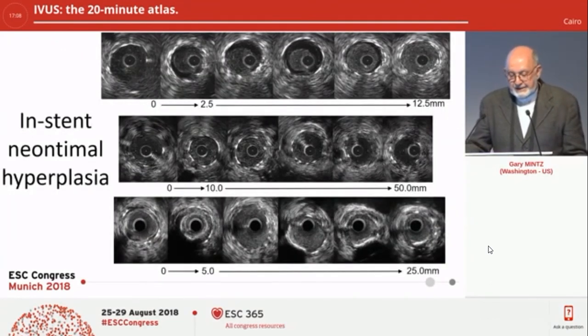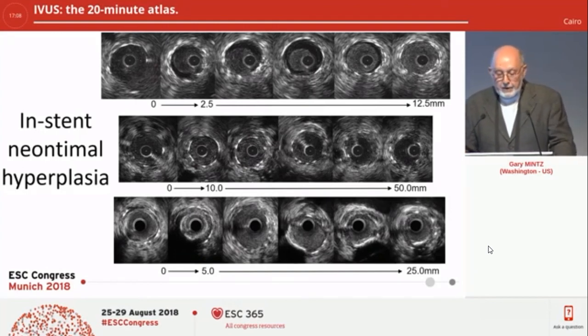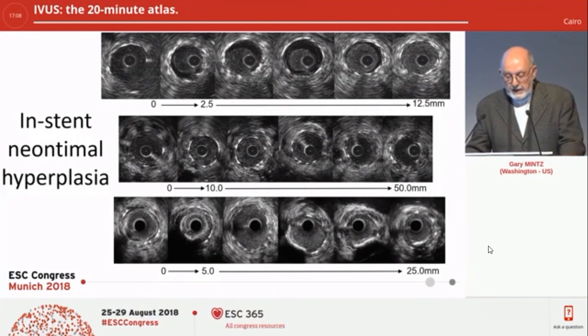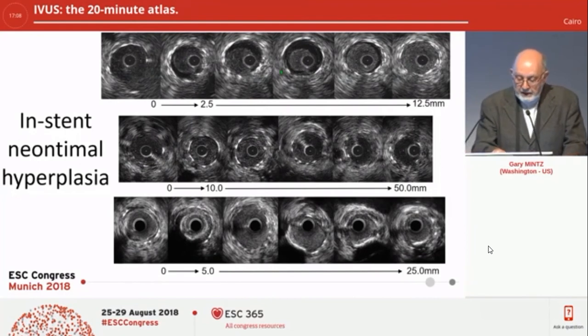We can use IVUS to assess stents at follow-up. Again, maybe OCT is better, but in terms of routine examples, here are several. This is early in-stent restenosis in which the neointima is hypoechoic. This is typical garden variety in-stent restenosis, and this is in-stent restenosis with calcium in the intima, as well as attenuated neointima in that you don't see the stent struts.